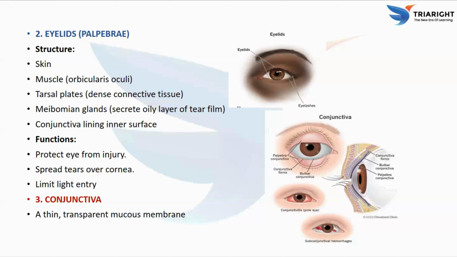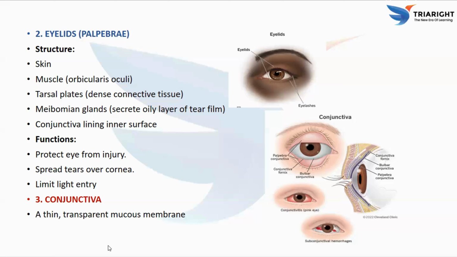So what are the extra functions of the eyelids? It helps to remove debris with blinking. It also contains eyelashes to filter the light and dust, and it maintains tear film stability. In the picture you can clearly see the eyelids over here and the eyelashes.